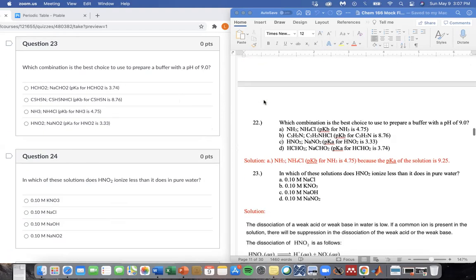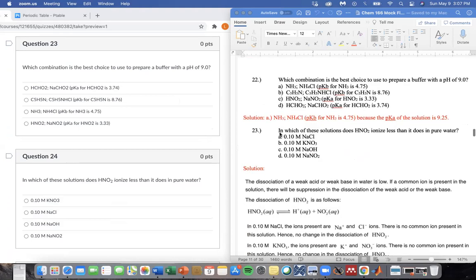So this next, now we're going into buffers here. It's asking which combination of these species will be the best choice to make a buffer with a pH of 9.0. For this one, you have to consider that a buffer solution is going to be pH equals pKa plus log base over acid.